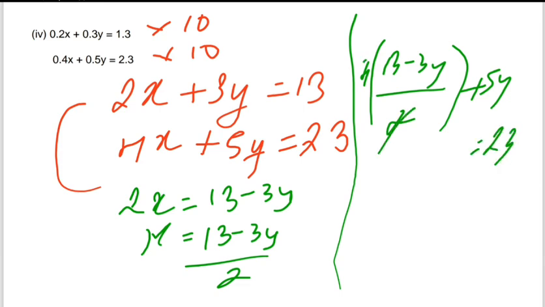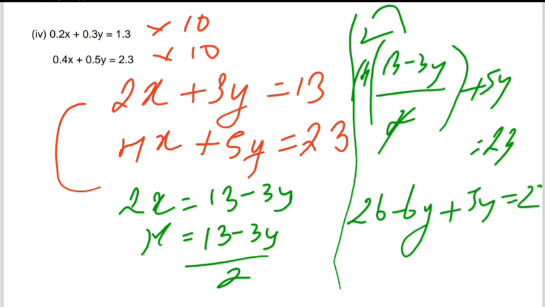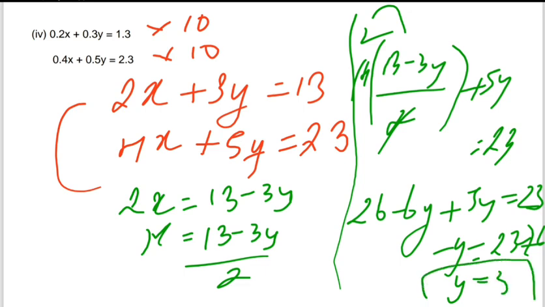So cancel: 2 4s are, 2 2s are 4. If you multiply 2 into the bracket, 26 minus 6y plus 5y is equal to 23. So minus y is equal to 23 minus 26. So y is equal to 3.